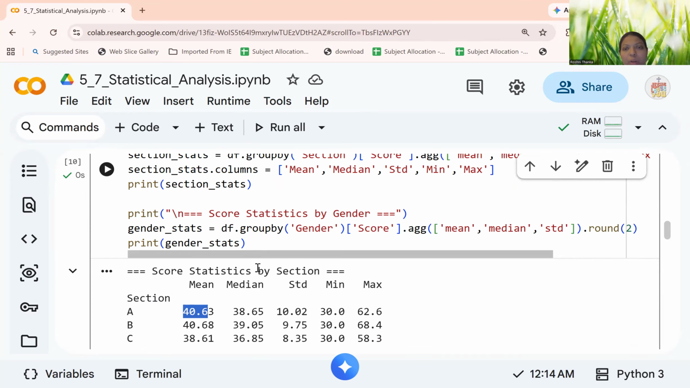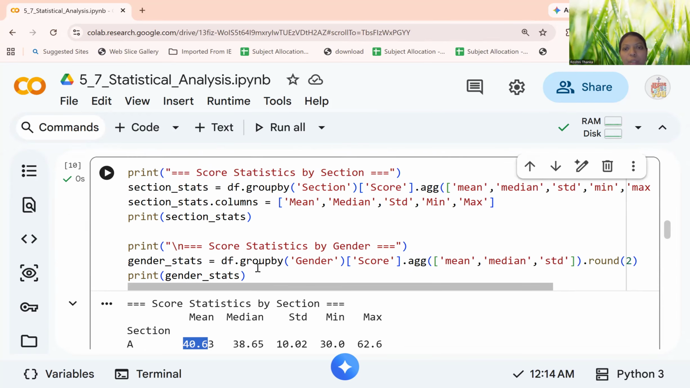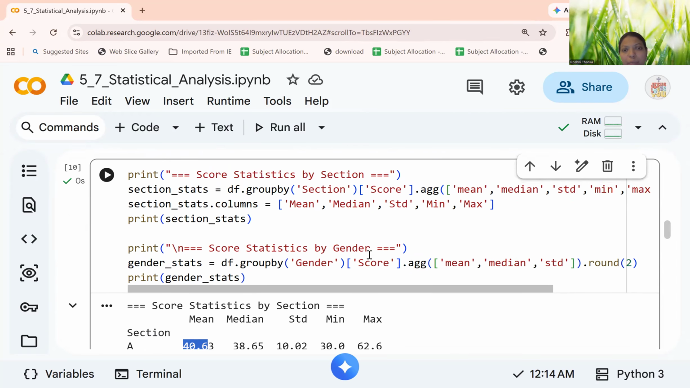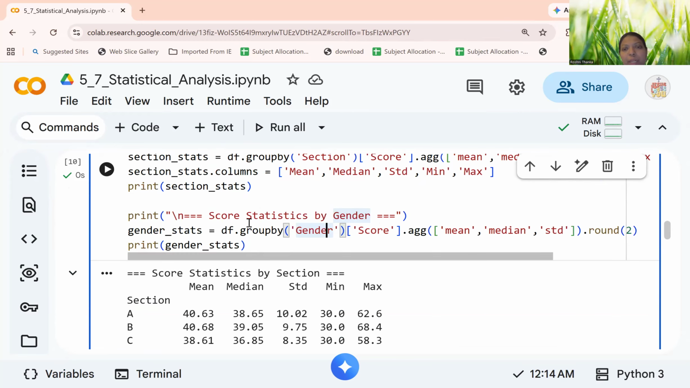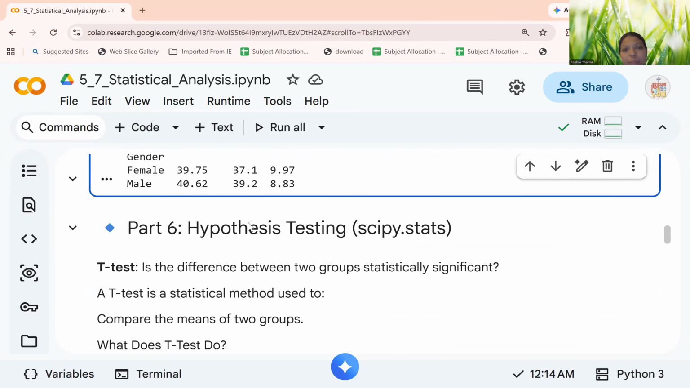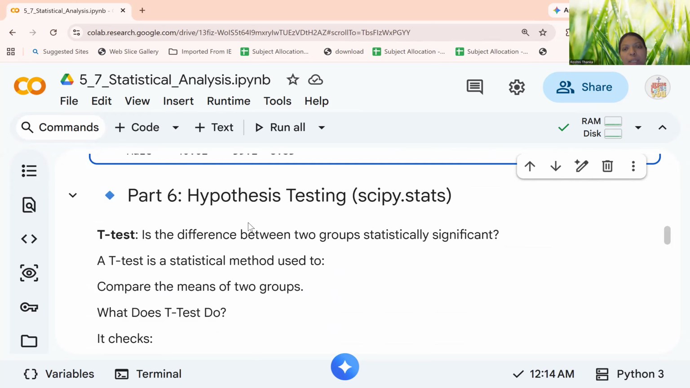And we can also apply the same thing for gender wise also. Here we are calculating the statistics group by section. Here we are going to do it for gender. Same thing, mean and median. So here you can see it is done based on the section. Here it is done based on gender, female and male. For that we are finding mean, median and standard deviation. Same thing. The next one is hypothesis testing.